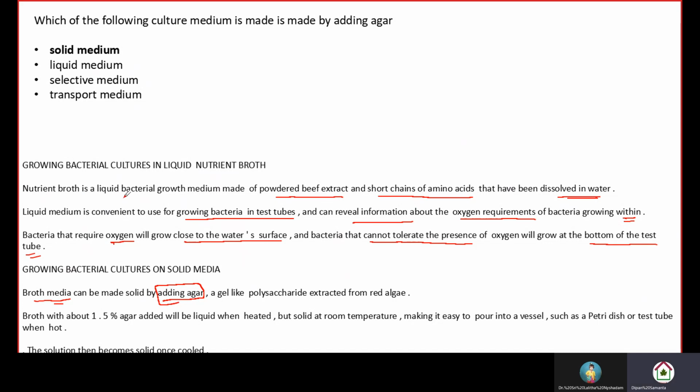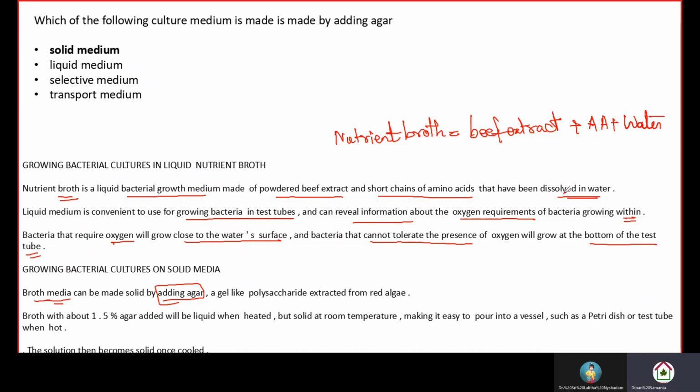And nutrient broth is a liquid bacterial growth medium. Basically, this broth is made from powdered beef extract and short chains of amino acids that have been dissolved in water. So nutrient broth, always remember, very important point: it is a liquid bacterial growth medium made up of beef extract plus short chains of amino acids dissolved in water.